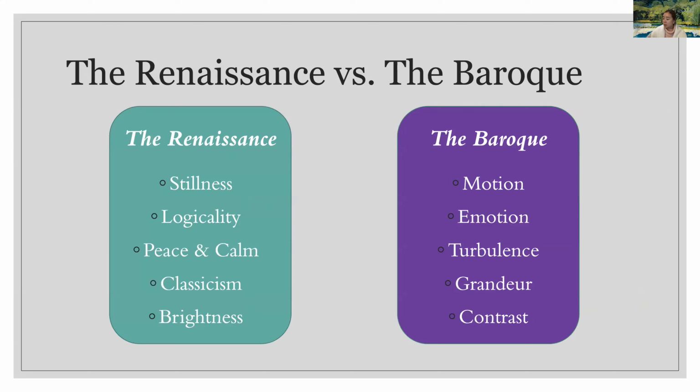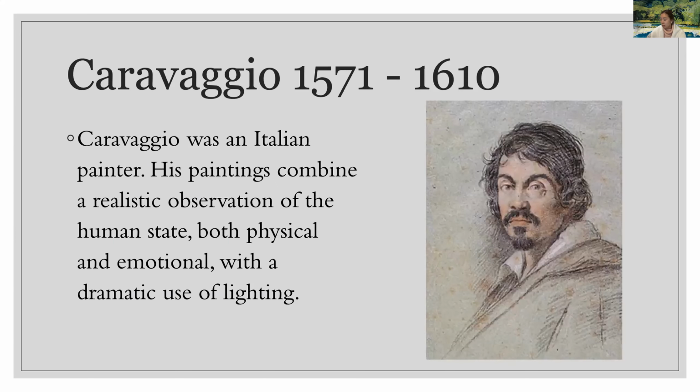So we're going to see two famous and popular Baroque artists today. The first artist is Caravaggio. Caravaggio was an Italian painter, and his paintings combine a realistic observation of the human state, both physical and emotional, with the dramatic use of lighting.